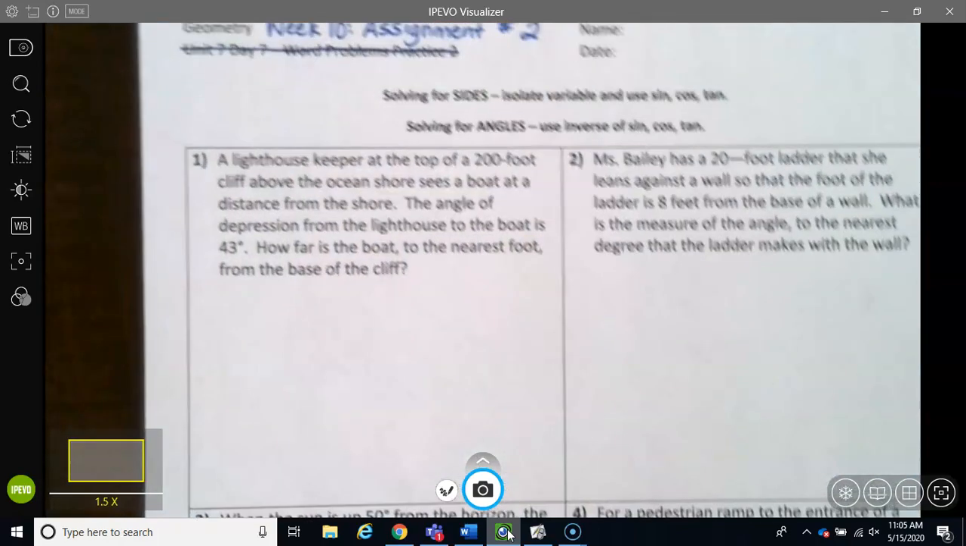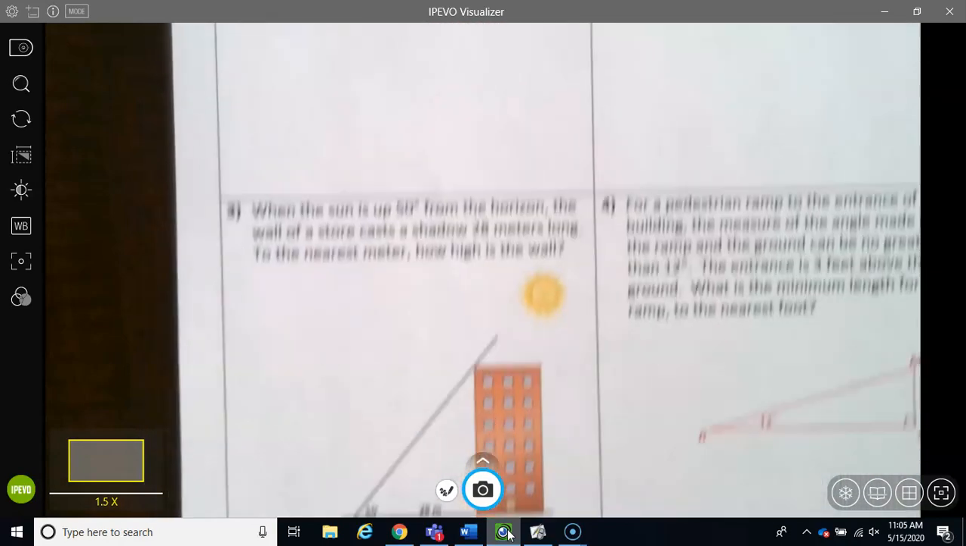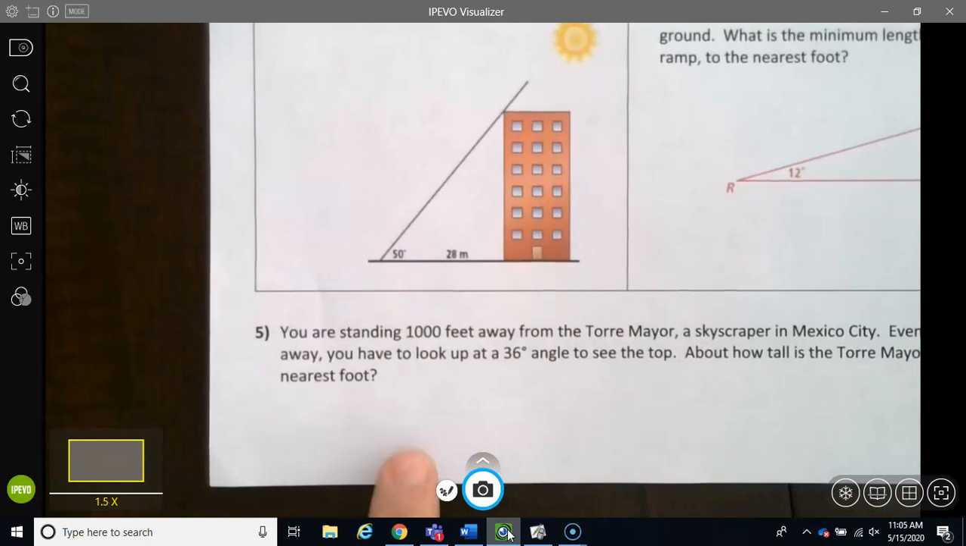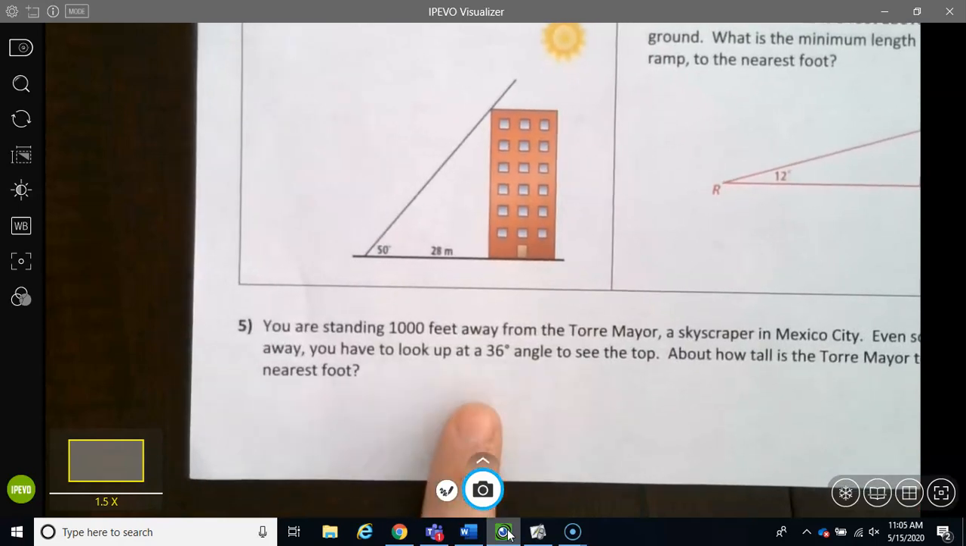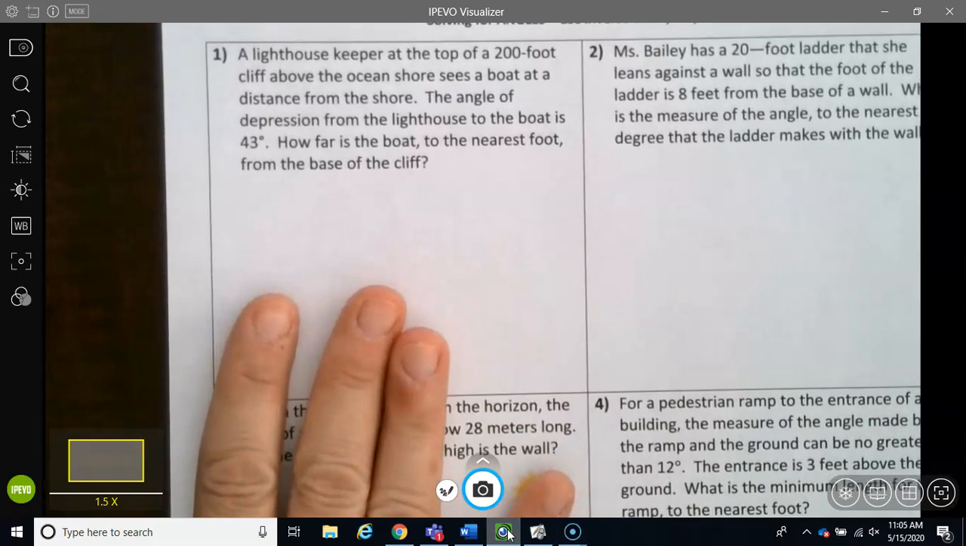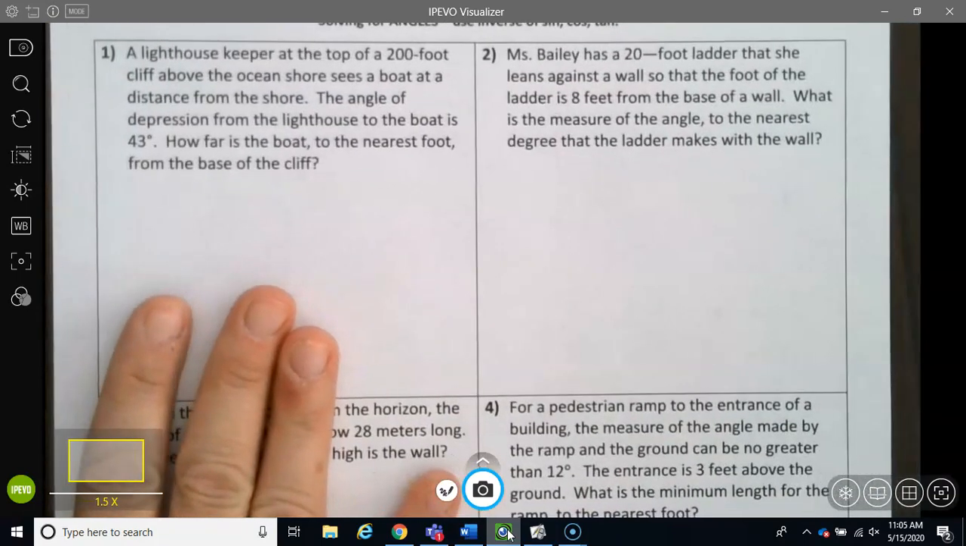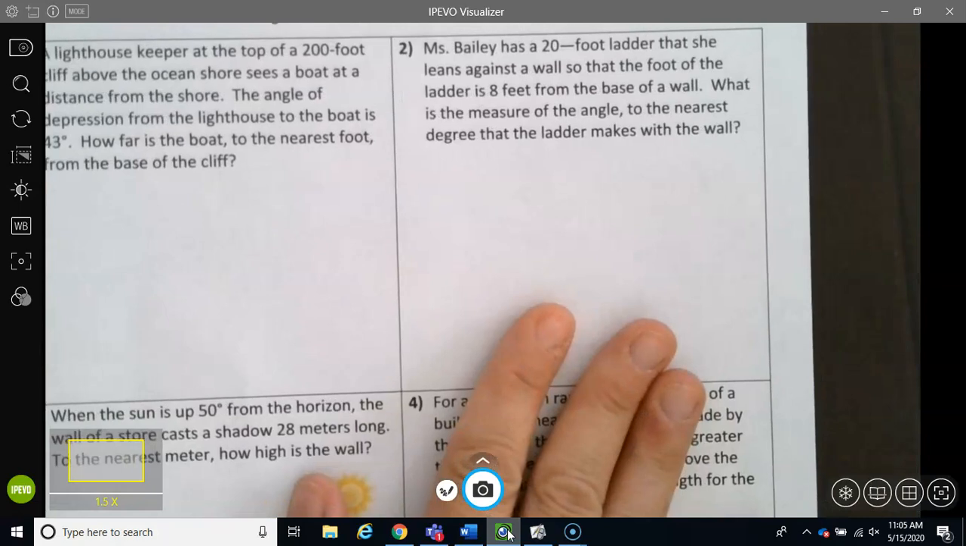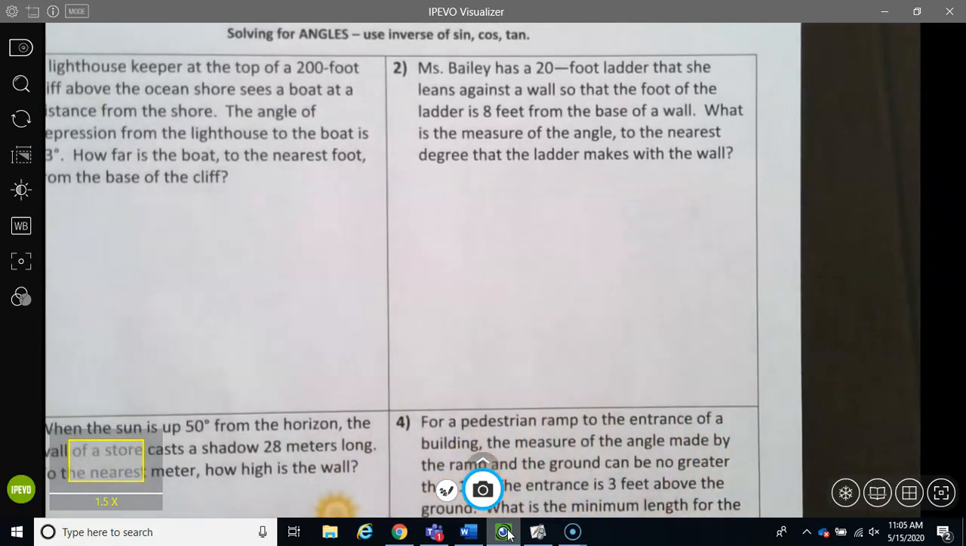Your second assignment is to do these 5 word problems. Don't forget about number 5 at the bottom. There's not a whole lot of room for it, but it is still there. I will do number 1 with you. Actually, that one's just like the one we did in our notes. So I will do number 2, so that way you have one problem done on your homework that you can use to help you out. All right.